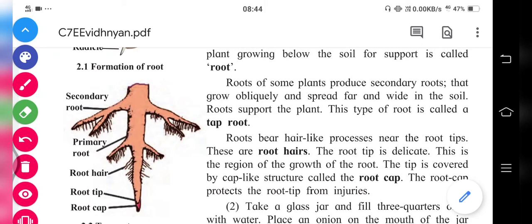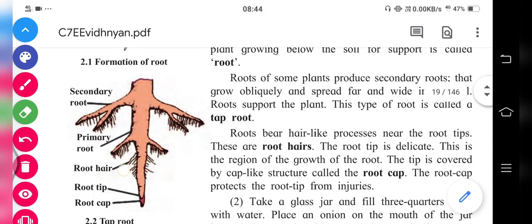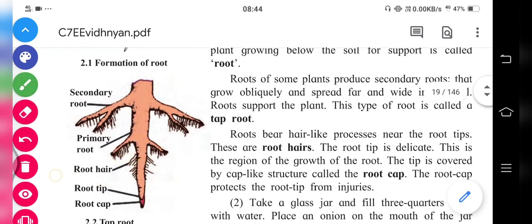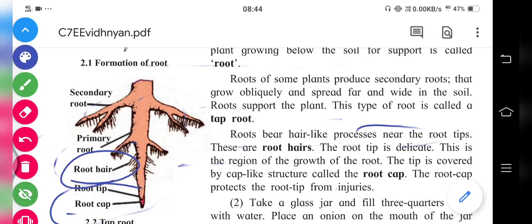After that, root hair. Here is a root, and this part is called root hair. What is the root hair? Hair-like processes near the root tips are called root hairs. After that, root cap. Where is the root cap? Here is the root cap. What is the function? It protects from injuries. In the region of growth, the root tip is covered by a cap-like structure. This root cap protects the root tips from injuries. That is the main function of the root cap.